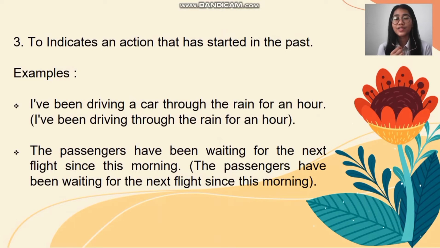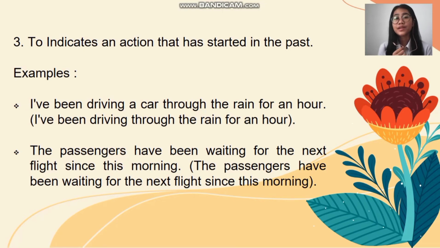And the last function is to indicate an action that has started in the past. For example, I have been driving a car through the rain for an hour. So it means I have been driving through the rain for an hour.